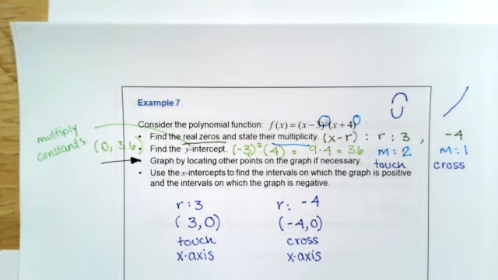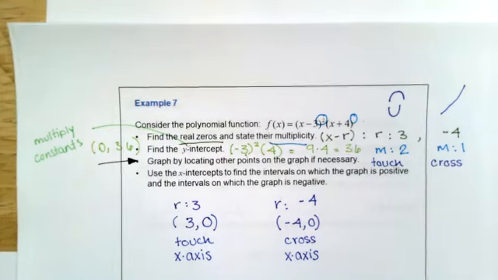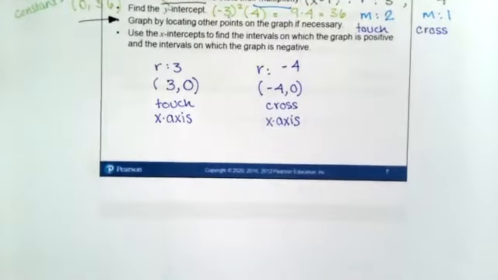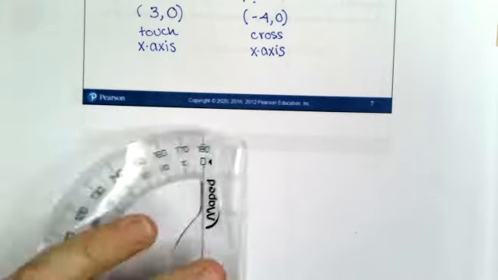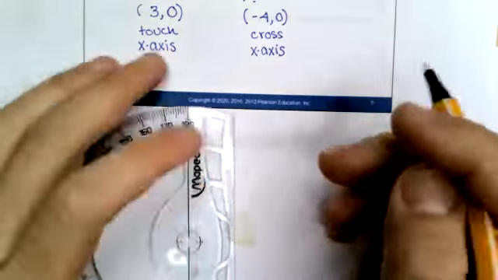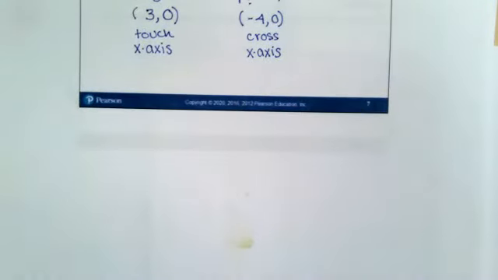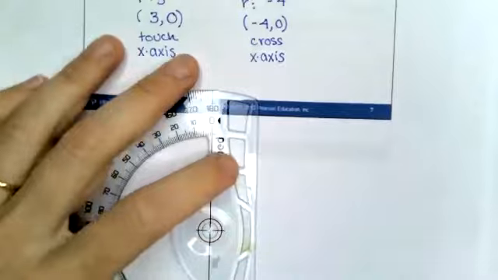You are welcome to just use a graphing utility if you would like. Okay, so what do we know about this graph? Let's see if we can graph it without finding any other points, okay? Because we do know something about it. I have this paper over here.